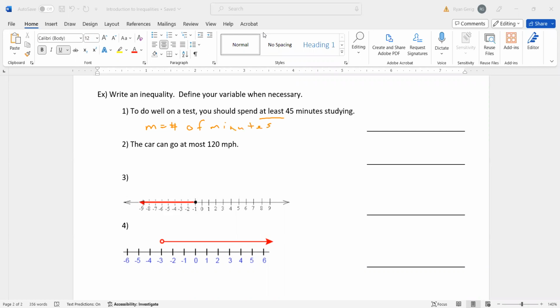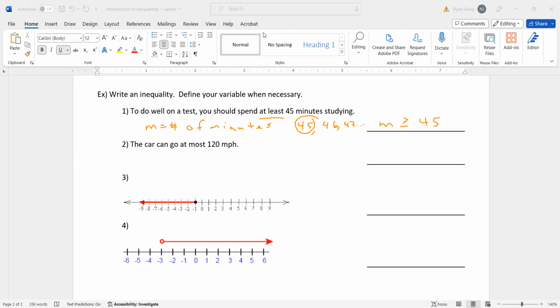So what are some numbers that would work? Well, 45 would work. What else? At least 45. So that's the least it could be. So I want numbers bigger than 45. 46, 47, right? So I'm going to write my inequality M ≥ 45. I want the minutes to be bigger than or equal to 45. And I include equal to because 45 did work. So you kind of have to think through that. You're going to get to practice that more.